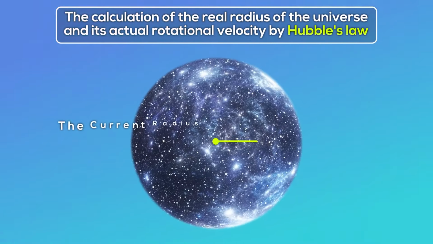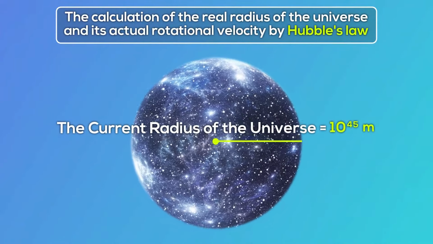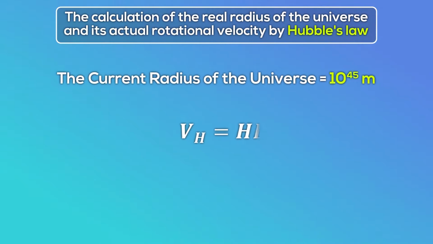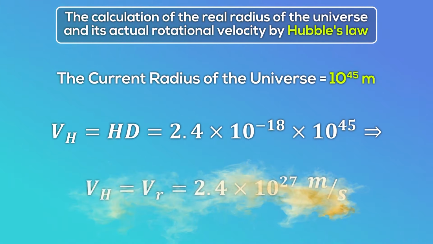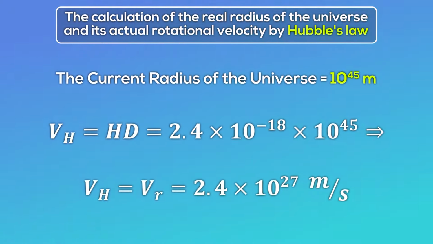As a result, the current radius of the universe is about 10 to the power of 45 meters. If we use Hubble's formula, that gives us the rotational velocity of the universe. The rotational velocity at the edges of the universe should be about 10 to the power of 27 meters per second.